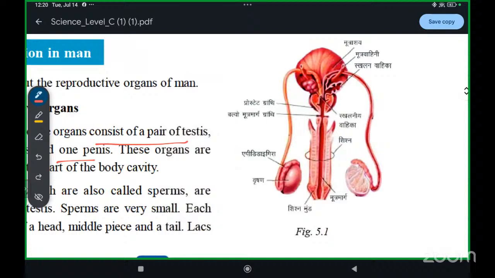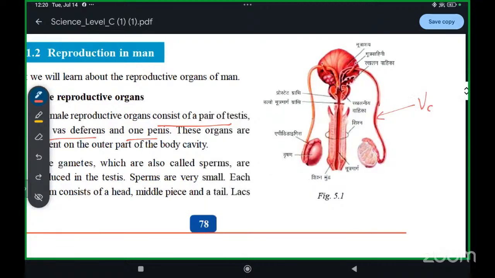These two lines that you can see here are known as vas deferens. I will tell you what function each of them plays. This you can see, testis, and this organ which you can see is the penis.